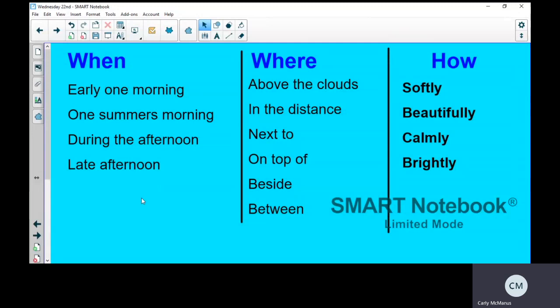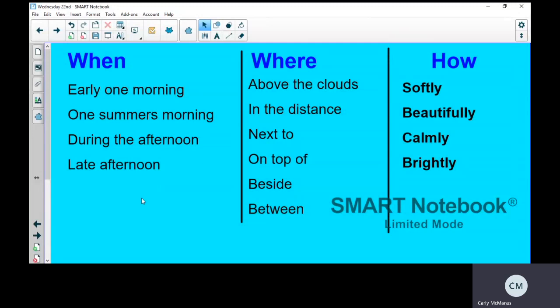Another type of fronted adverbial is where. So when you're describing the nouns in the picture, you could start your sentence with where they are. So again, here are just some examples: above the clothes, in the distance, next to, on top of, beside, between. So these are all telling me where something is in the picture. And then the how fronted adverbials tell me how something is done. So these are just adverbs. So I've just listed 4: softly, beautifully, calmly, brightly.